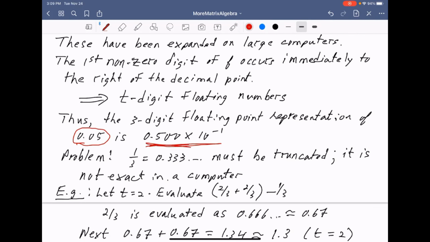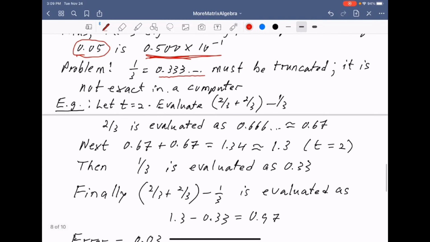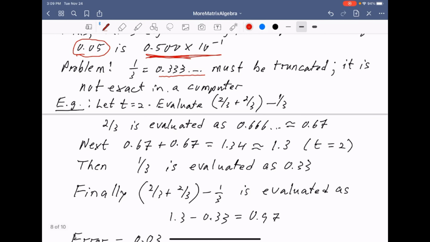The problem is that if we have 1/3, where it is 0.3333 ad infinitum, it must be truncated or rounded. It is not exact in a computer, and it can't be. So let's consider a simple example where t equals 2, and we want to evaluate 2/3 plus 2/3, so we want to add those together, which would give 4/3 minus 1/3, and that would equal 1.